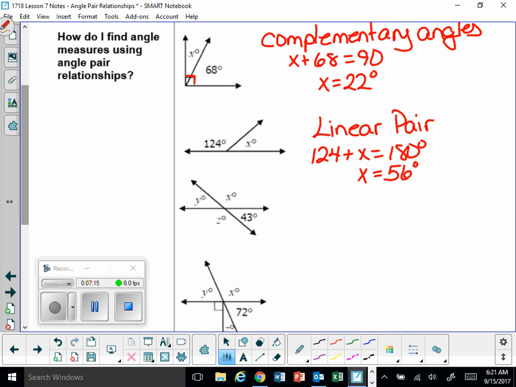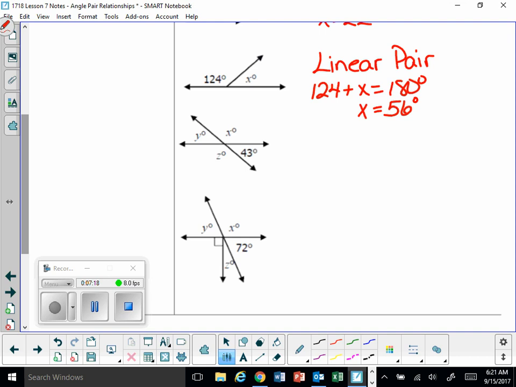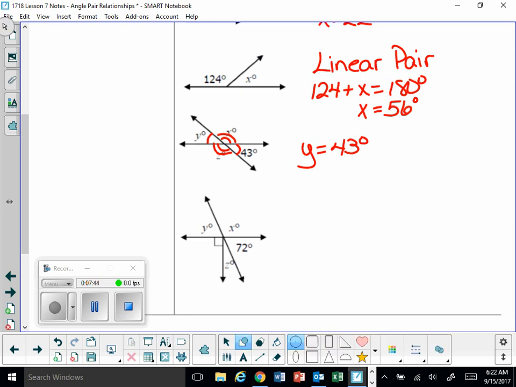The next example is a little more complicated. We have more than one way we can approach this problem. The first thing I notice is that I have vertical angles, Y and 43 degrees. I also notice that my X and my Z are vertical, but I need at least one of those values before I can find the other. One of the things I like to do when diagrams get complicated is I like to take a note card.